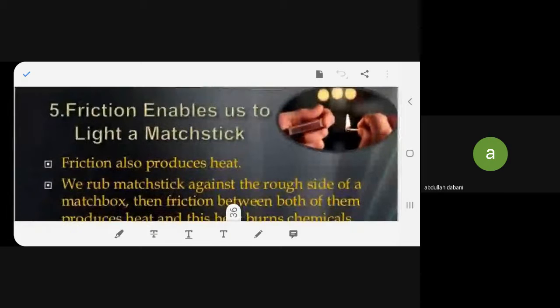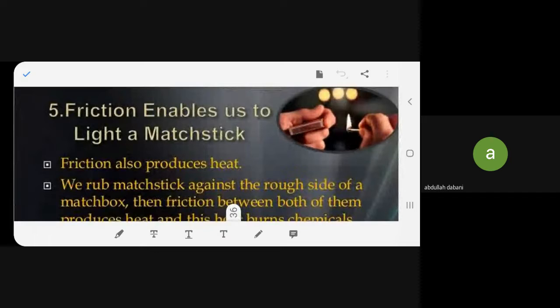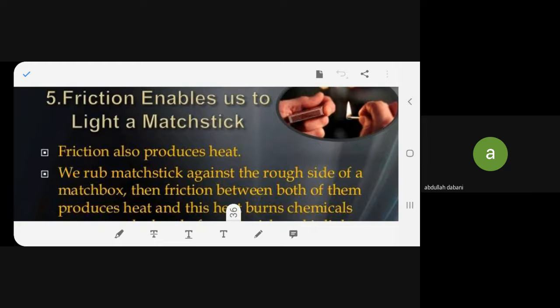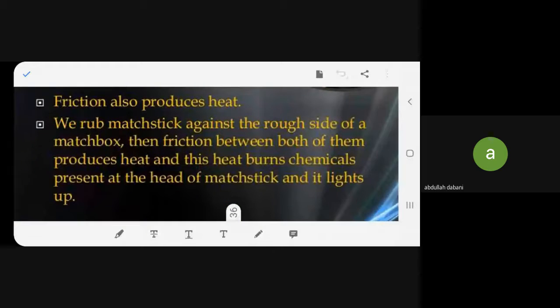Yes. The next one, number 5. Friction enables us to light a matchstick. Friction also produces heat. We rub the matchstick against the rough side of the matchbox, then friction between both of them produces heat, and this heat burns the chemicals present at the head of the matchstick and it lights up.